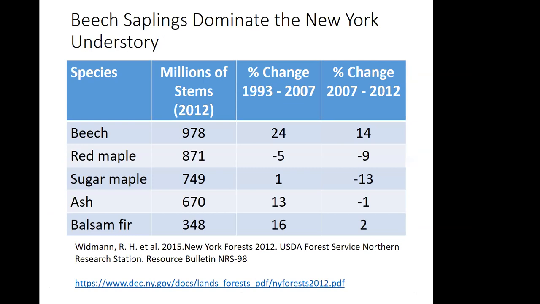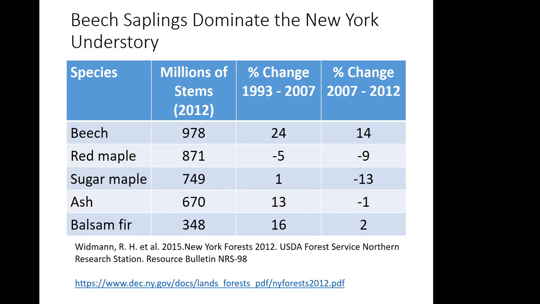Saplings are stems that are between 1 inch and 5 inches in diameter. As of 2012, they're the most abundant. Between 2007 and 2012, there was a 14% increase. So that number, 978 million, is just shy of a billion beech stems in New York. And I reviewed a research publication that looks at the next 5 years, and between 2007 and 2017, beech saplings increased by 17%. So the problem is not going away. Our next forest, in the absence of intervention, is going to be a beech-dominated forest.